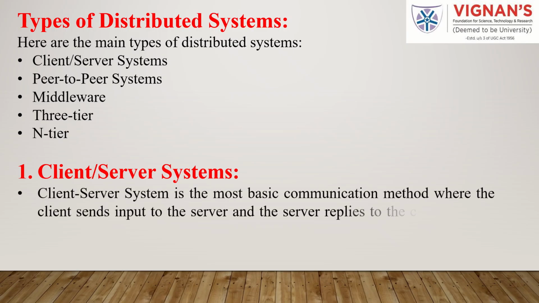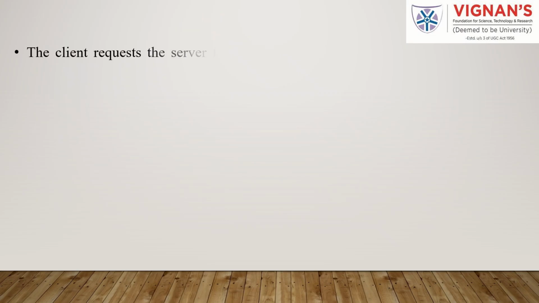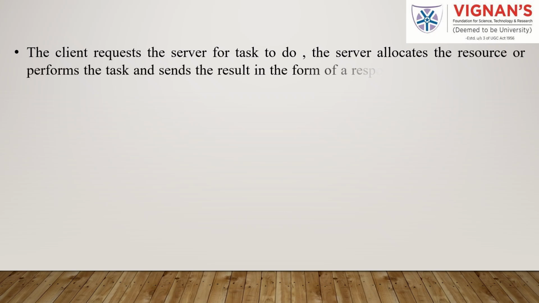Client-server systems. A client-server system is the most basic communication method, where the client sends input to the server and the server replies to the client with an output. The client requests the server for a task to do, the server allocates the resource or performs the task and sends the result in the form of a response to the request of the client.